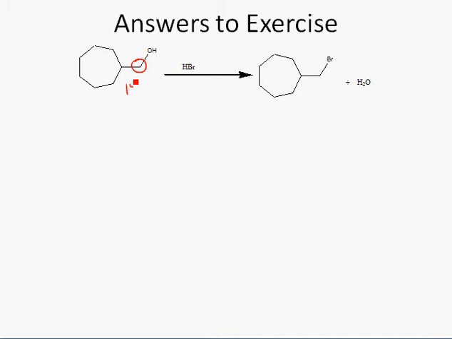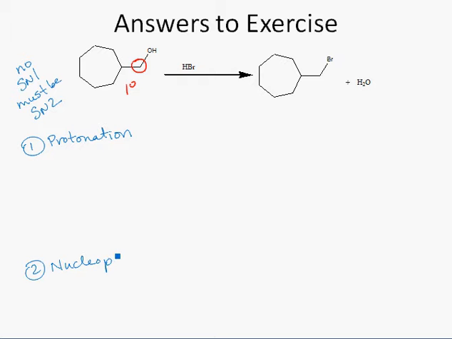Primary cations do not form. So because we have a primary cation, we have to say it cannot do SN1. It must be an SN2 reaction. With that in mind, we know we're going to have two steps. We're going to have the protonation step, which is the same for SN1 and SN2, and we're going to have the nucleophilic displacement step.